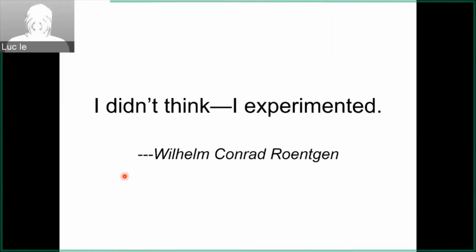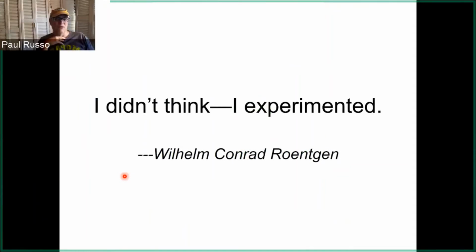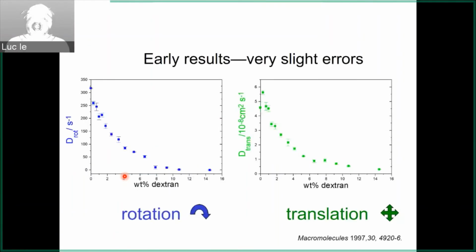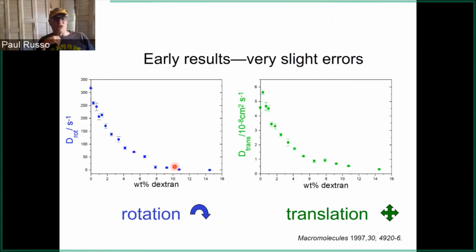So this is a quote from Röntgen, the guy who discovered X-rays: "I didn't think, I experimented." So that's what we decided to do. We didn't think, we just started doing these experiments. It's so cool. We were seeing the rotation go down as we add the dextran. We're seeing weight percent dextran going up. I did most of these experiments myself. I just took one summer off, and that's what I did. It was so fun. And then we wrote that paper really quick.